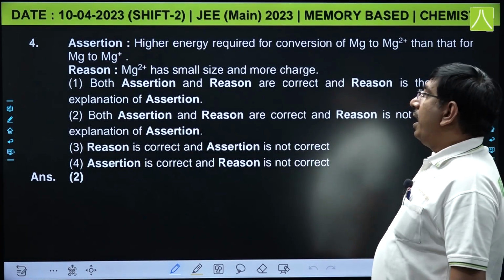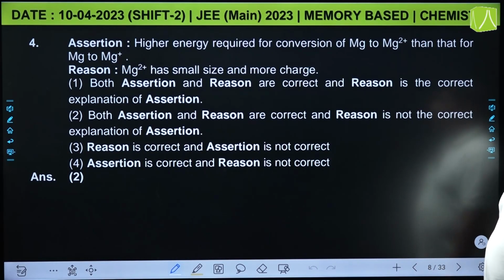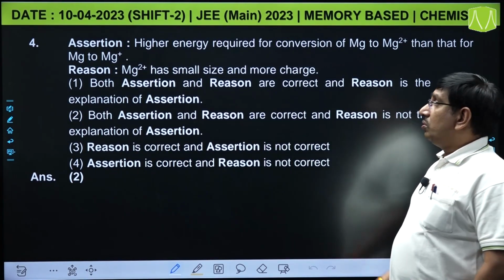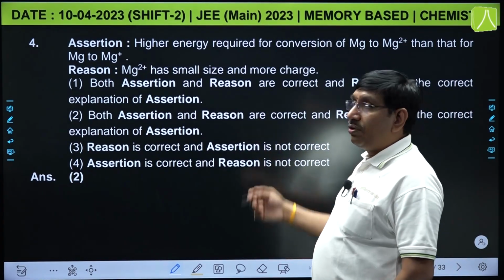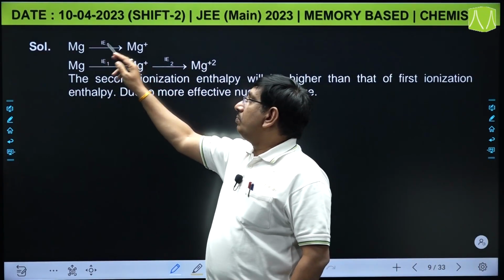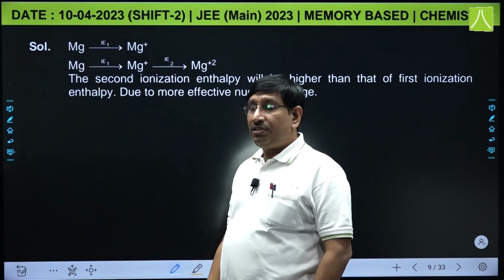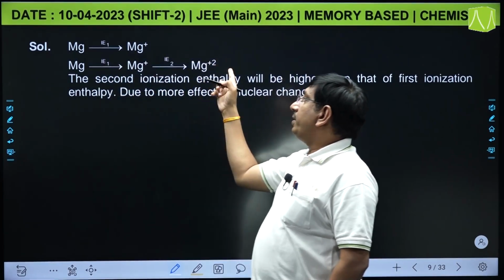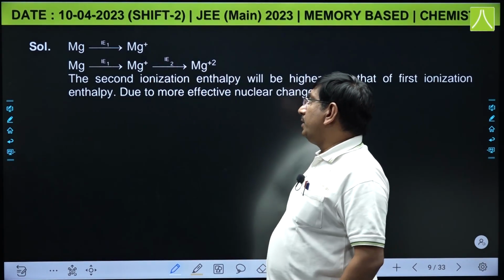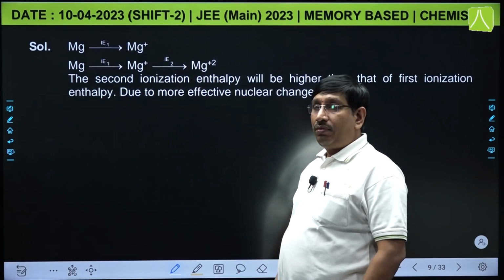The next question, assertion: higher energy required for conversion of magnesium to Mg2 plus than that for magnesium to Mg plus. Reason: Mg2 plus has small size and more charge. So, this is from periodic table, this is related to ionization enthalpy, and we know from magnesium to magnesium plus, one electron is to be removed. This is called first ionization enthalpy, and to convert magnesium to magnesium 2 plus, 2 electrons to be removed, and the second ionization enthalpy is more than that of first ionization enthalpy because of more effective nuclear charge.